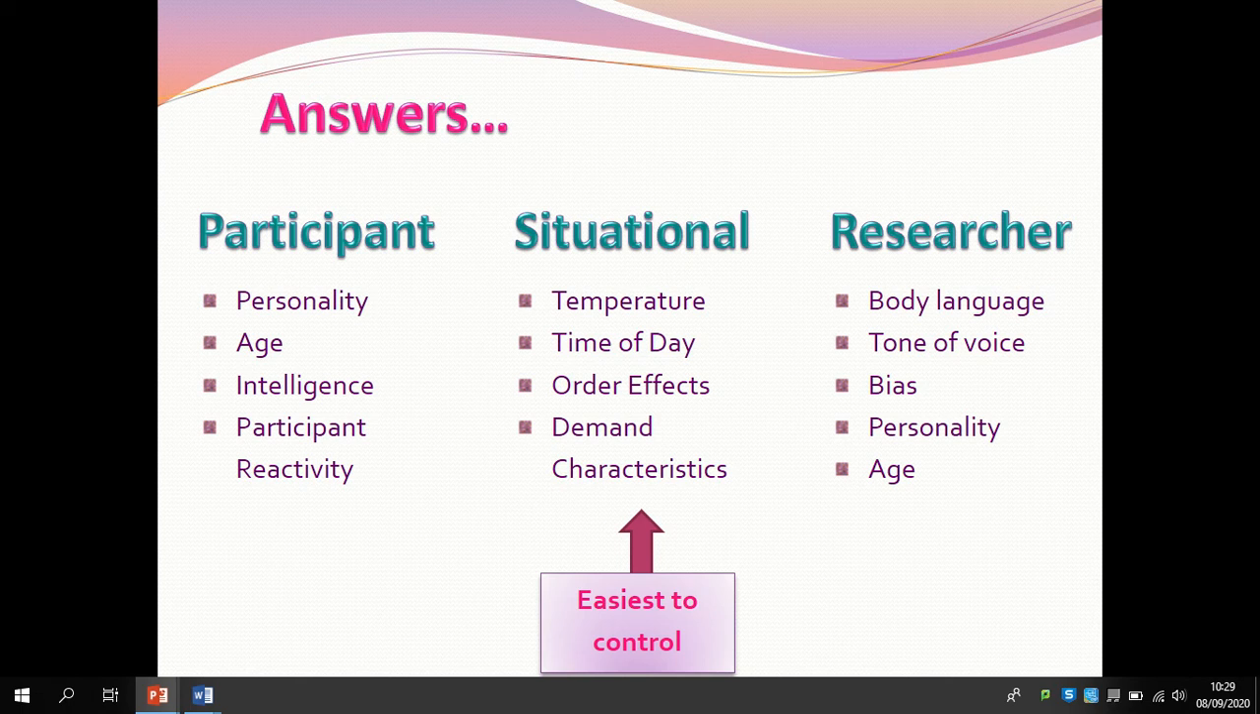And then we have researcher variables that could also be an extraneous variable. For example, body language of the researcher, tone of voice, personality and biases and age of the researcher. So imagine you go into an experiment and the researcher that you are going into this experiment for isn't very nice to you. You may then change the way that you act in that study because of the researcher, and again that might affect your results, so that's a potential extraneous variable too.